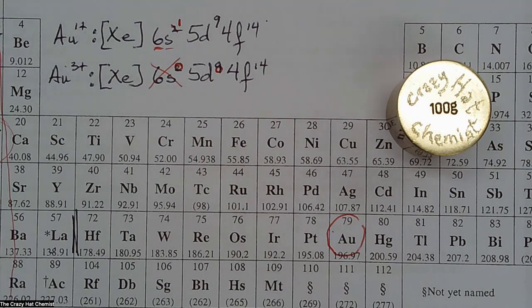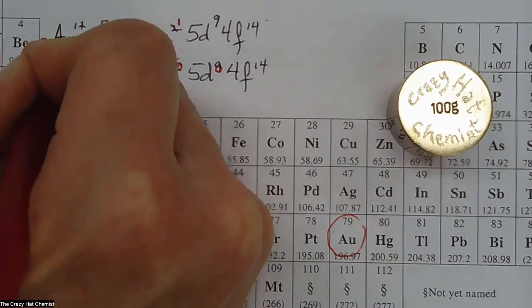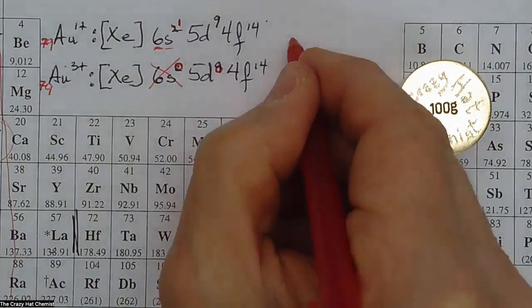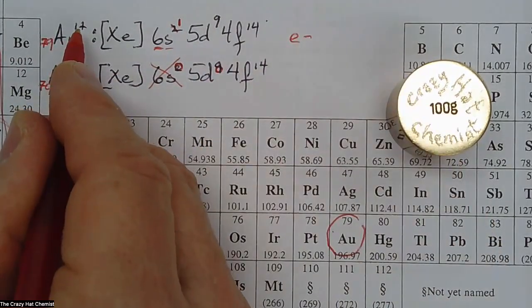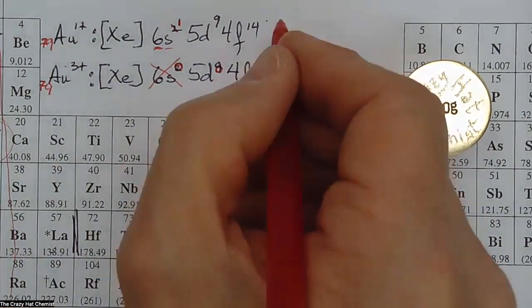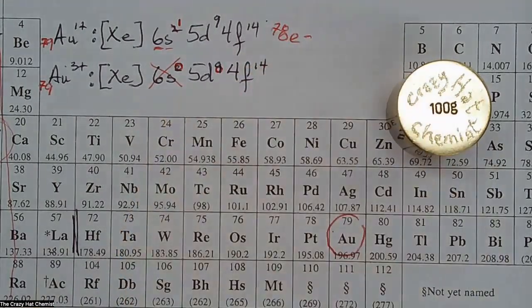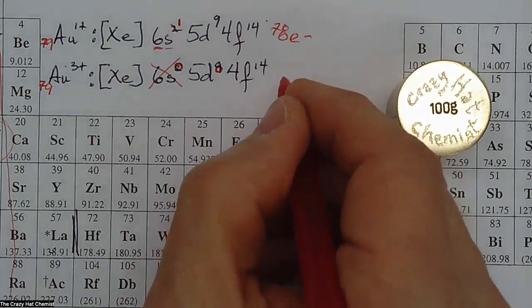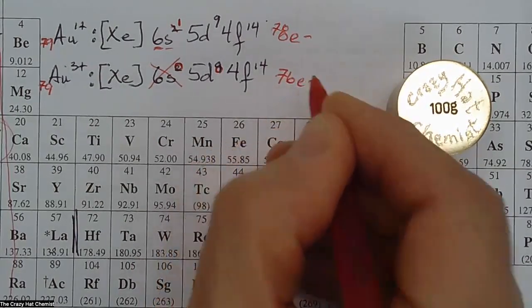So if you're looking at that, that might just slightly differ. Okay. So the question is, how many protons does gold have? 79. How many electrons does the aurous, or the gold 1+ ion, have? 78. And then how many electrons does the auric, or the gold 3+ ion, have? Well, 3 less, so that would be 76 electrons.